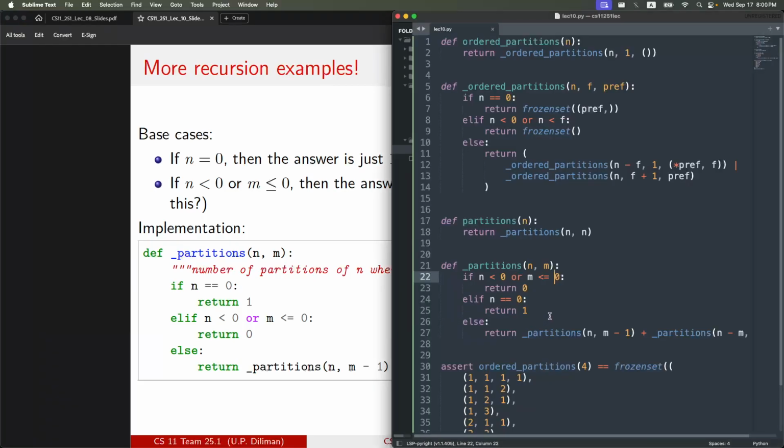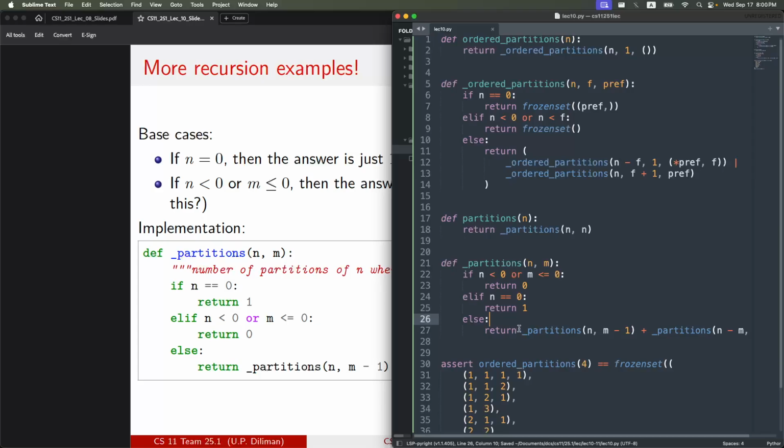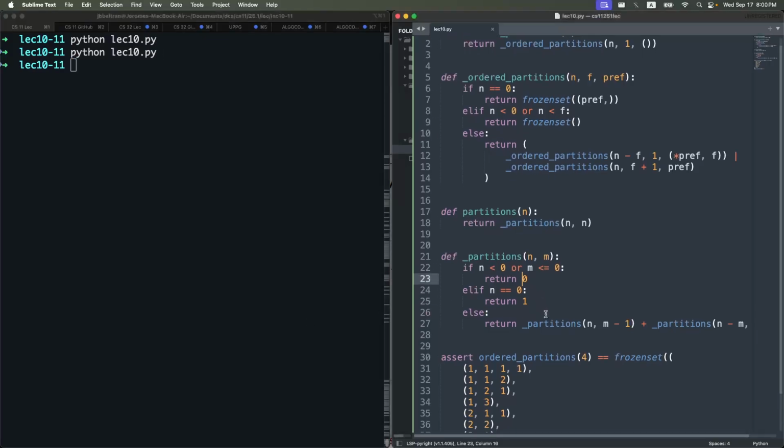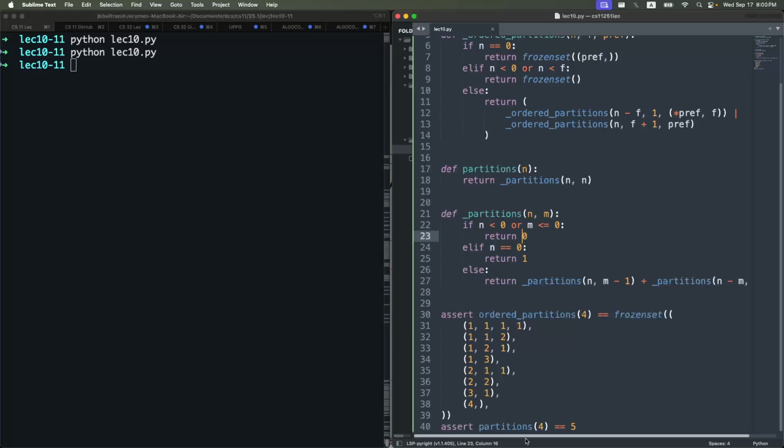Okay, let's try. This should return 5. Alright, it works. We can write a version of this that builds up the solutions, but we can leave that as an exercise.